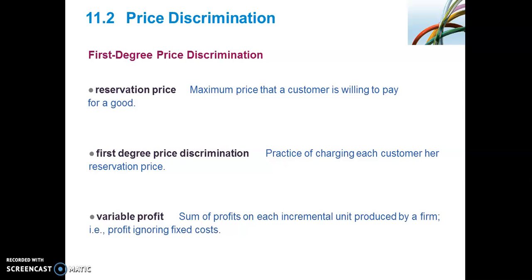And this, of course, affects profits. And we are going to look at variable profit. Variable profit is the sum of profits on each incremental unit produced by a firm, and that is the profit ignoring fixed costs. So, in the upcoming figure, we are going to see how we can use variable profit to understand first degree price discrimination.